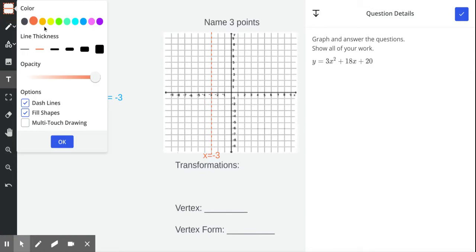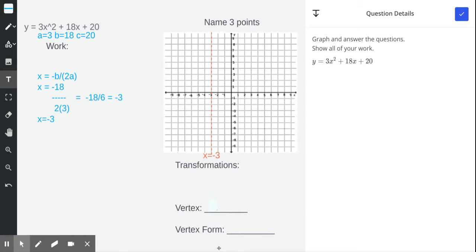And that begins to tell me about my vertex. So I know that my vertex begins at negative 3 comma something. I don't know yet. In order to find y, we have to plug it in. So what we do is we say, well, y equals 3 times something raised to whatever x is, plus 18 times something, whatever x is, plus 20. That's my original formula. So in these parentheses, I'm going to put the x value that I got.